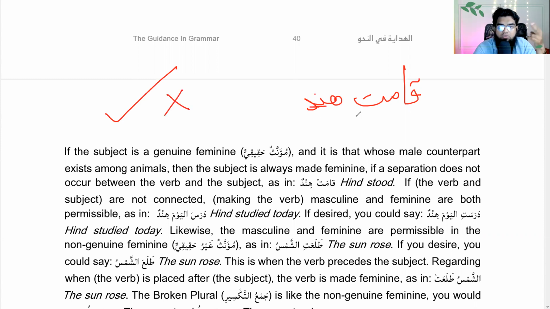No, there's no gap in between, no? The word comes right after. So there's no gap. So it is mandatory that you have to use qamat, the feminine verb. You cannot say qama hindun. Obviously, Hind will slap you. Why are you saying qama?